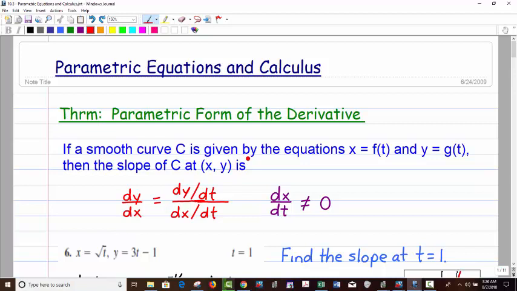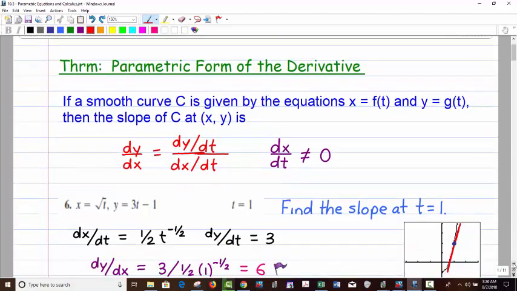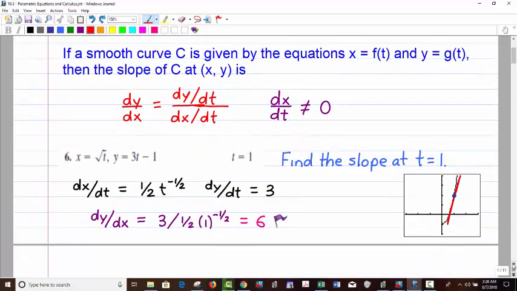If you have a smooth curve C, and essentially smooth curve means that you don't have any sharp points and you don't have any gaps or discontinuities in there, so x equals f of t, y equals g of t, then the slope of the curve C at the point x, y, which is just dy dx, can be solved by finding dy dt divided by dx dt. Of course, provided that dx dt would not be 0. So this isn't too bad.